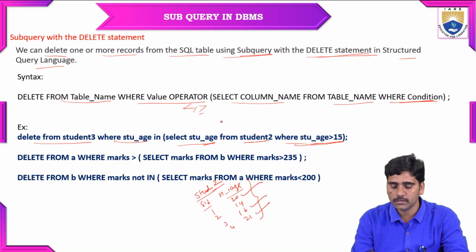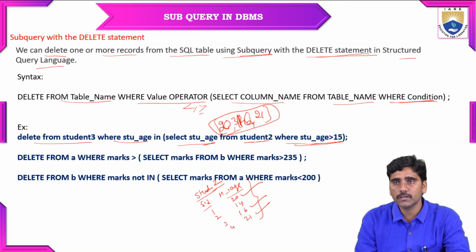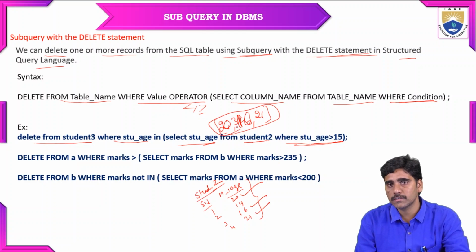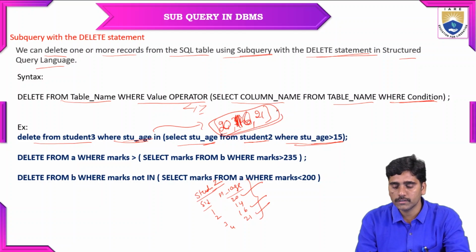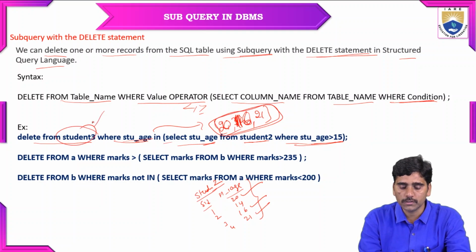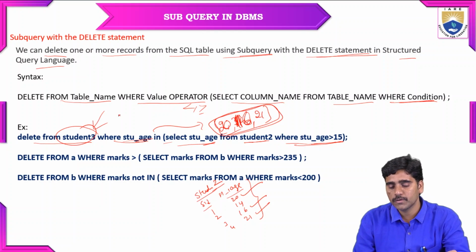So here the result is 1, 3, 4 values, that is 20, 16, 21. The values 20, 16, 21 will be displayed here. For the main query, this acts as the condition: delete from student 3, where student age in 20, 16, 21. So whoever has ages like 16, 20, 21 will be deleted from student 3.